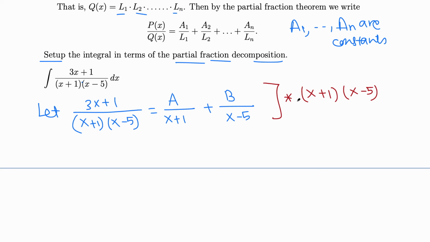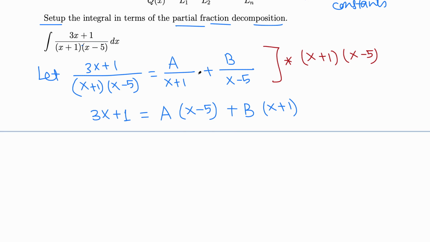Then on the left side, these two cancel, and only the top survives. That's how we do it every single time. We just multiply both sides by this. So x plus 1, x minus 5 cancel from this fraction, equals, now this is A times x plus 1, which cancels, so what is left is x minus 5, plus B, x minus 5 cancels, x plus 1. Okay, so we get this. In fact, if you look closely, if we have distinct factors, this is A times x minus 5 plus B times x plus 1.